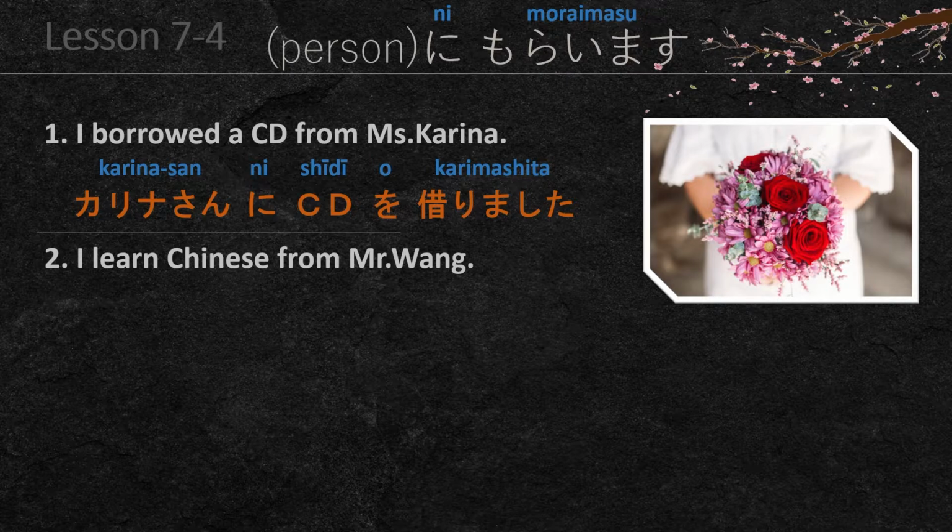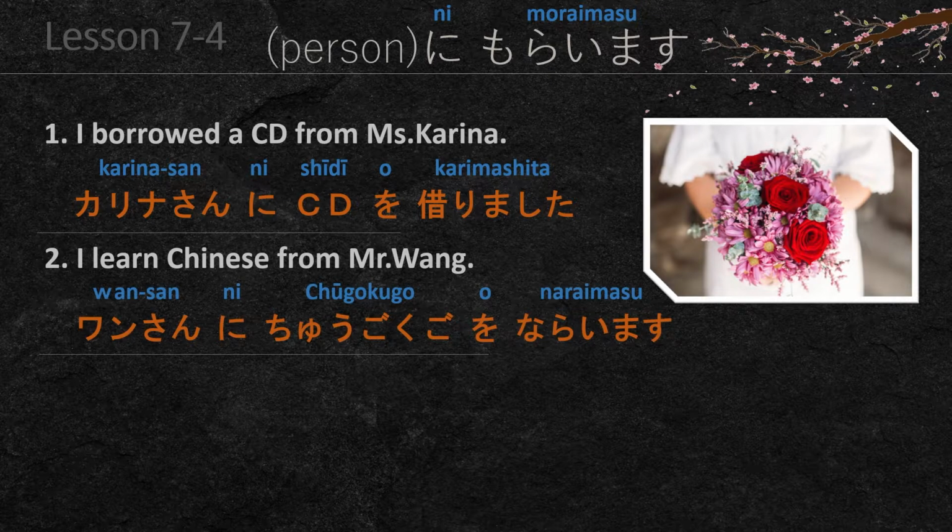Let's look at number 2. I learned Chinese from Mr. Wang. Wang-san ni chugoku o naraimasu. Again, let's make it a full sentence. Watashi wa Wang-san ni chugoku o naraimasu. Now, the most simple sentence. I learn. Watashi wa naraimasu. Since we know watashi wa naraimasu is the core of the sentence, we know that Mr. Wang must come before the ni particle. So, Wang-san ni chugoku o naraimasu. Chugoku o because chugoku is what is being learned.